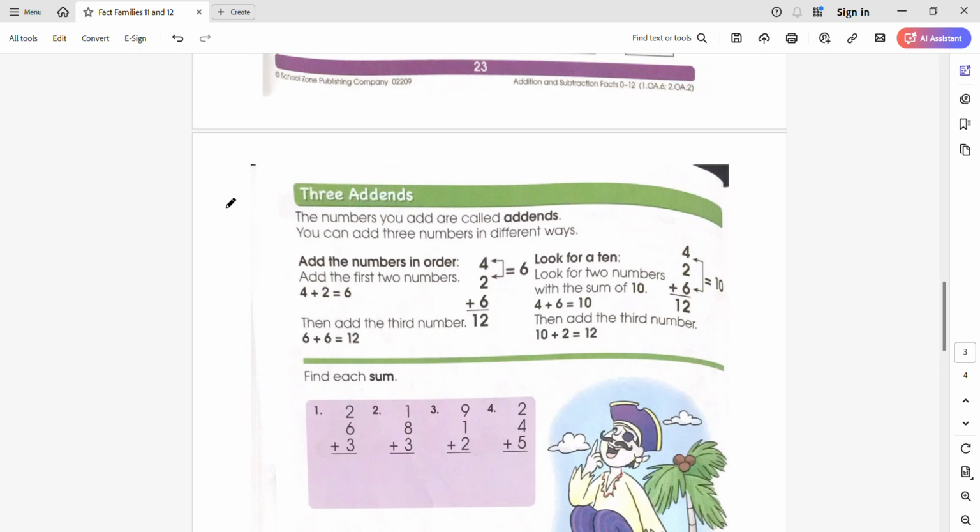Okay, the numbers you add are called add-ins. And you can add 3 numbers in different ways. Add the numbers in order, so you can just add the first 2 numbers, like that, and then add the third number, right? Or you can look for a 10. So look for 2 numbers that add up to 10. So right here, 4 plus 6, like in my example, 4 plus 6 equals 10. So you can use that and then add the third number. I personally would recommend this way because it's actually really easy to add up.